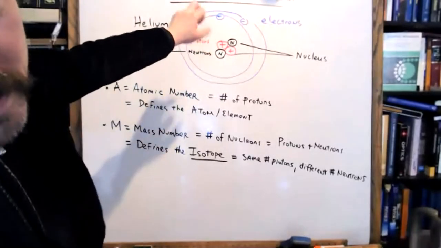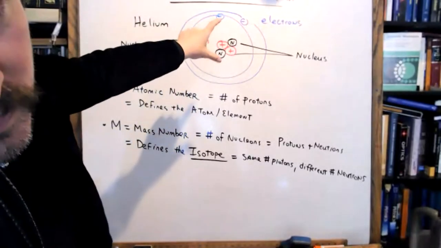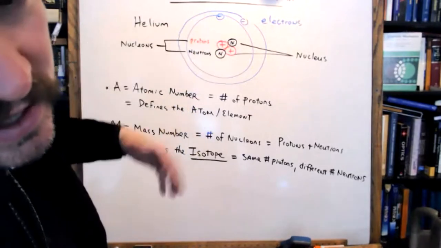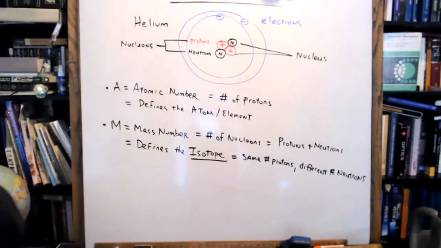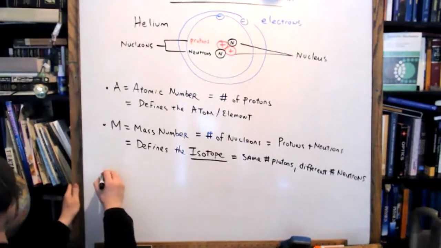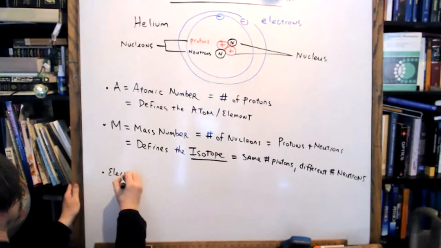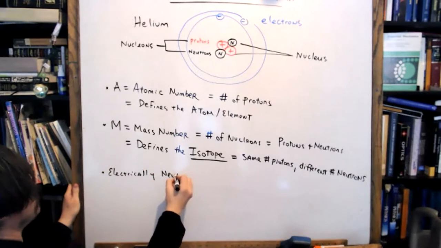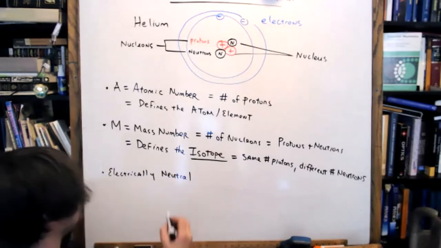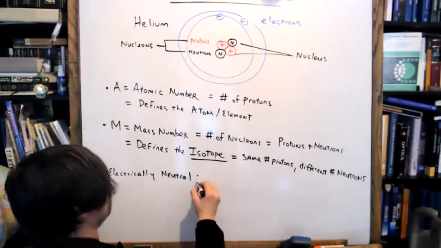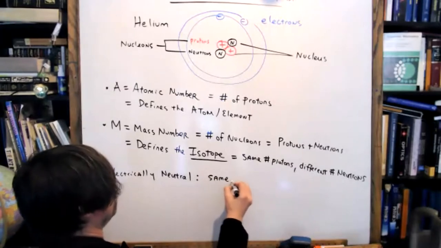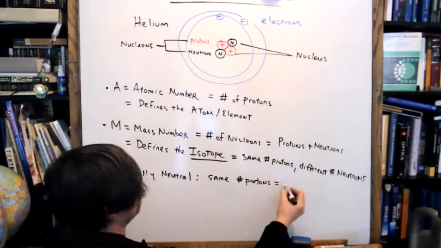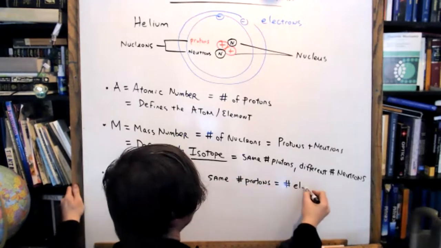Usually, because electromagnetism is wicked, wicked powerful, the number of protons will be equal to the number of electrons in your typical atom. In other words, most atoms are electrically neutral. Electrically neutral means the same number of protons equal to the number of electrons.